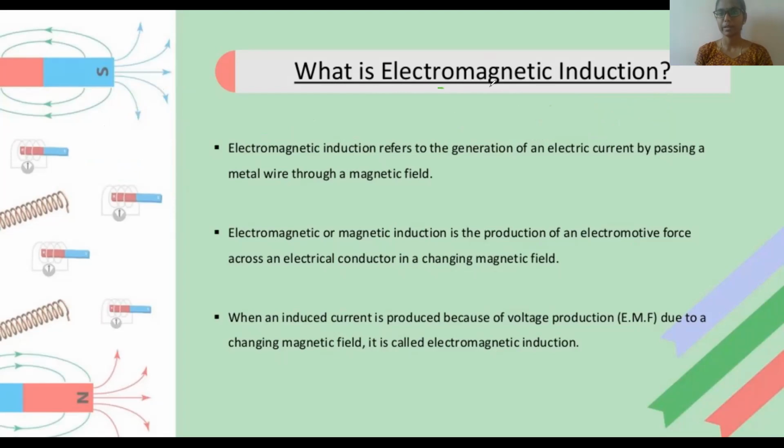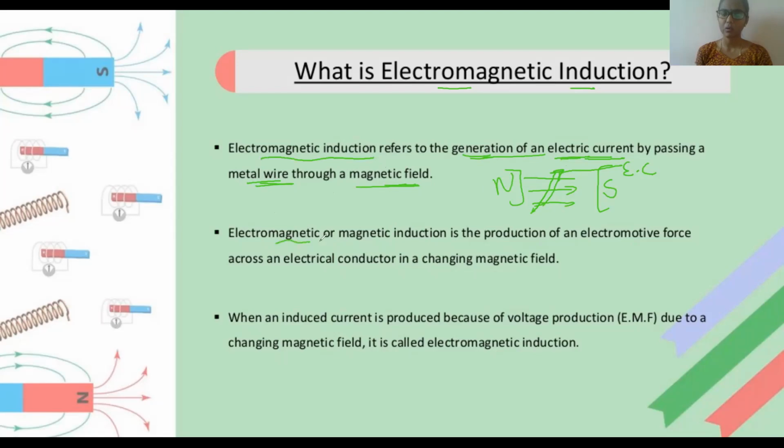So what is electromagnetic induction? Electromagnetic induction refers to the generation of electric current. Before, we were passing electric current and generating mechanical energy. Here it is the opposite: how do we get electric energy? By passing a metal wire through a magnetic field. We are moving a conductor inside a magnetic field, and the reverse happens: induced current is produced. That is what we call generation, and that is electromagnetic induction.